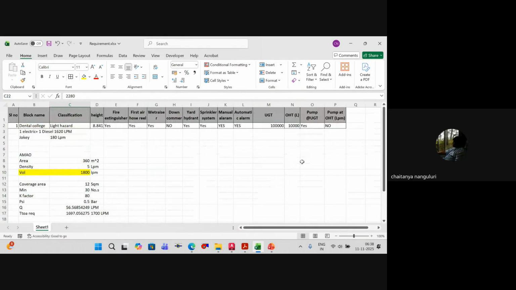2280. So you have to have a selection of 2280 instead of 1620. Am I clear or not? So though NBC have said you require 1620 LPM, blindly do not follow, because you have to follow as per IS codes as well. Whichever is highest, that you have to take. Am I clear? NBC never specified the exact.